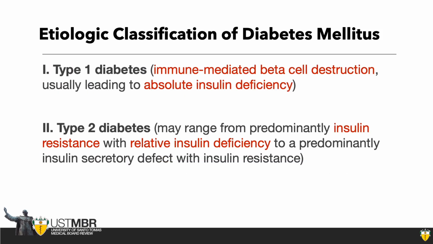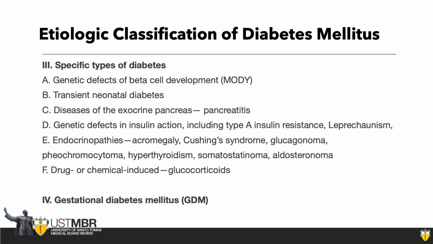Let's talk about etiologic classification. Type 1, we know the majority is immune destruction, complete destruction of beta cells causing insulin lack. For type 2, it's insulin resistance and also relative insulin deficiency, but there's more. We'll talk about that later. Then you have the specific types. Stay focused on letter E particularly, okay?